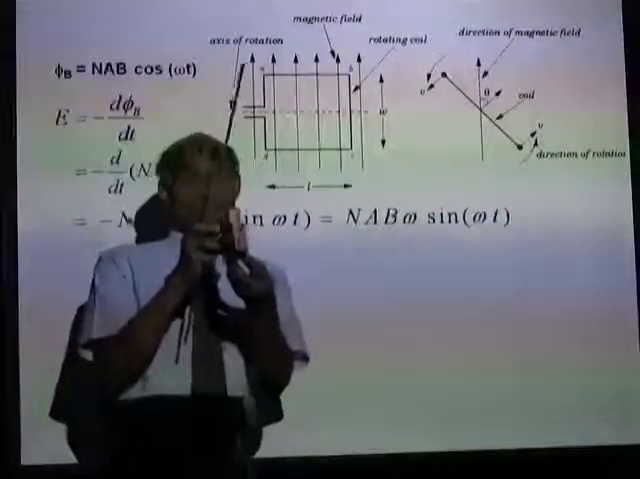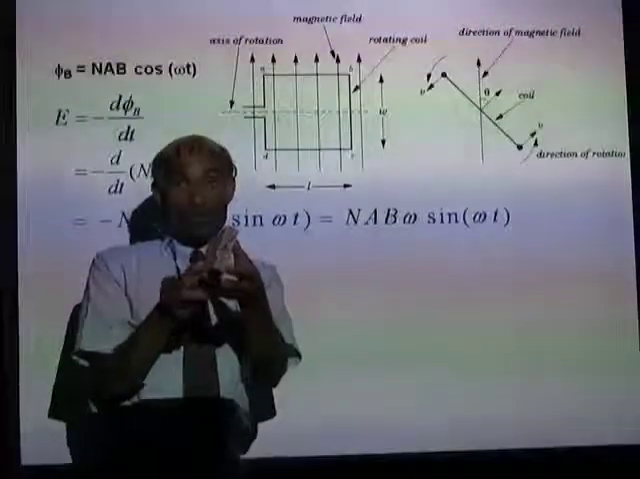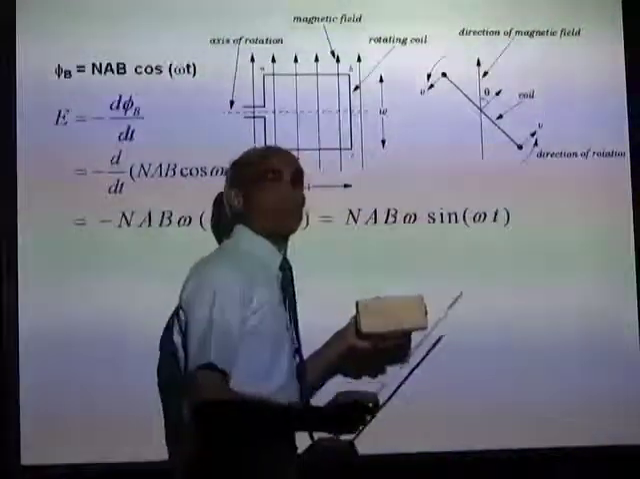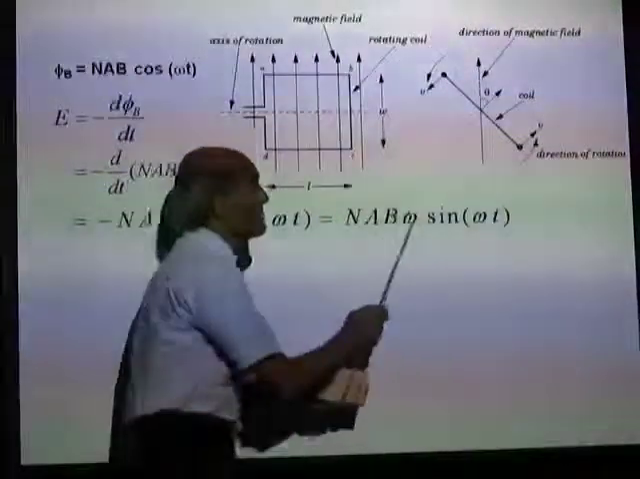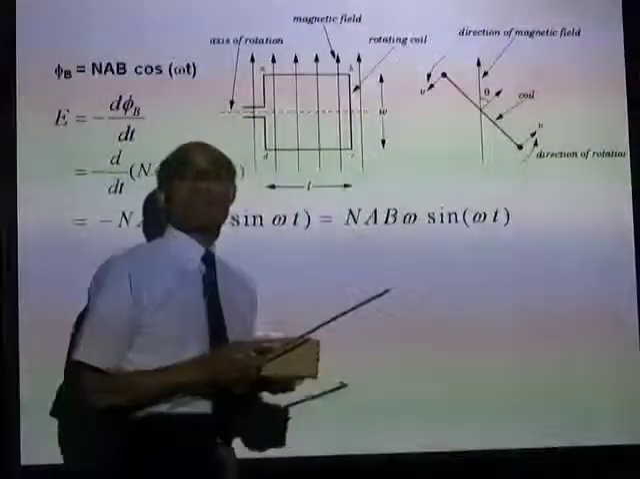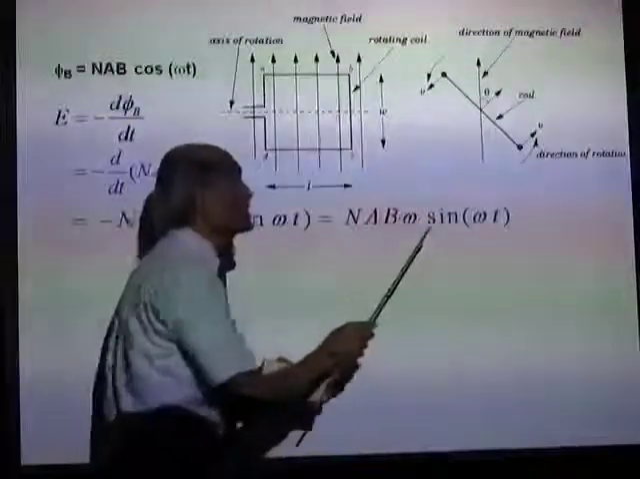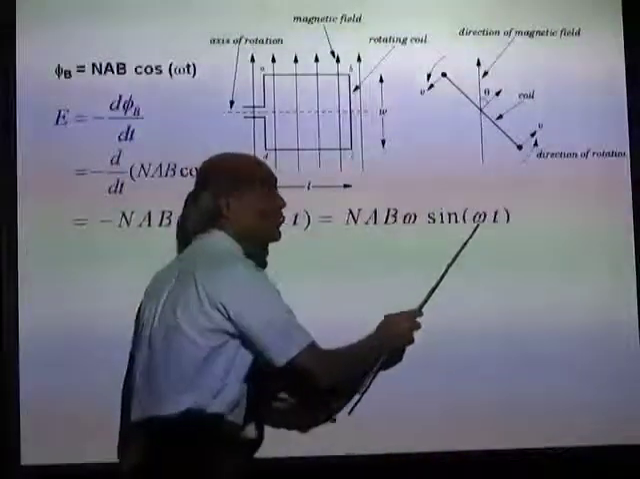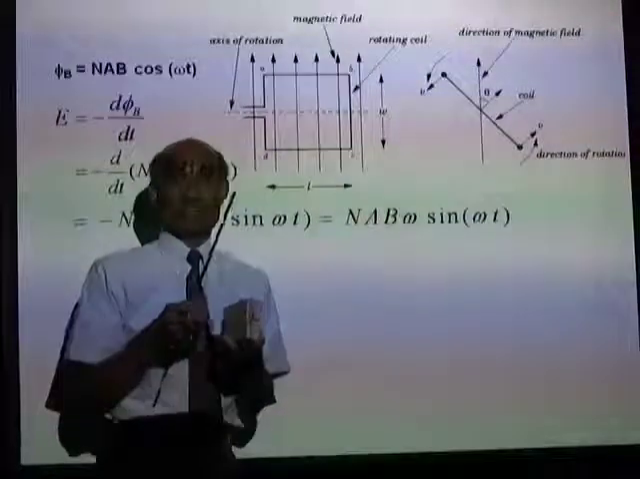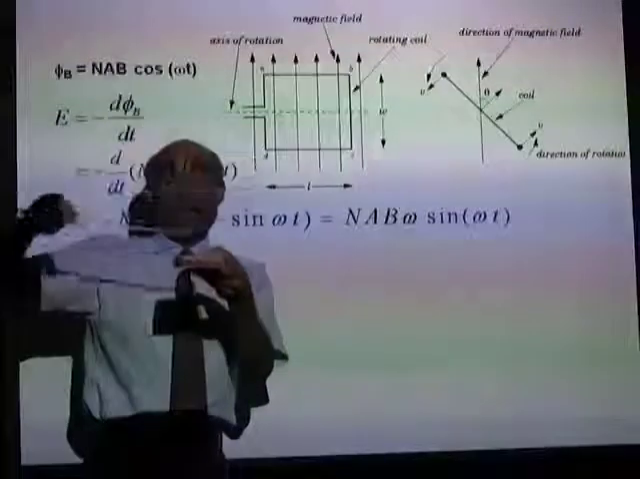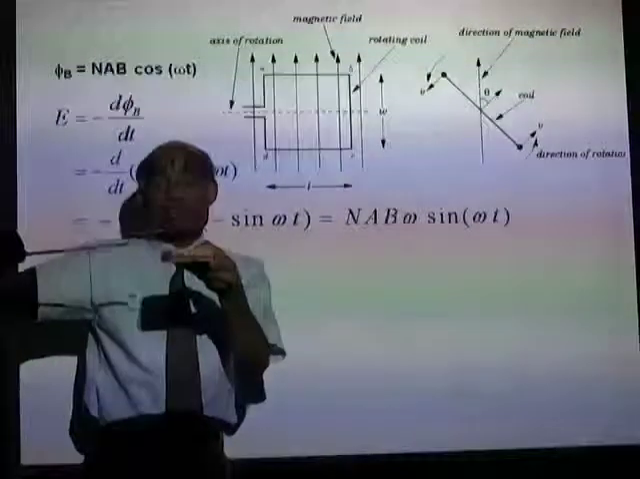When the coil rotates, the variable here is that angle, which is omega t. Now, what is the maximum value of that EMF? The maximum value of the EMF occurs when that angle is 90 degrees. That is, the normal to the plane of the coil and the magnetic field are at right angles.